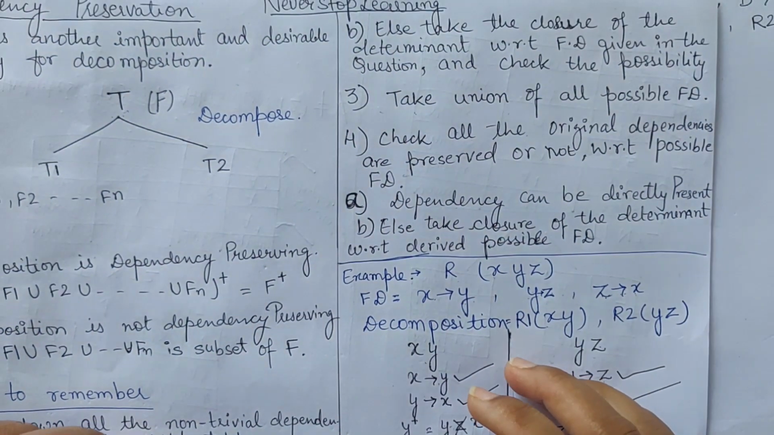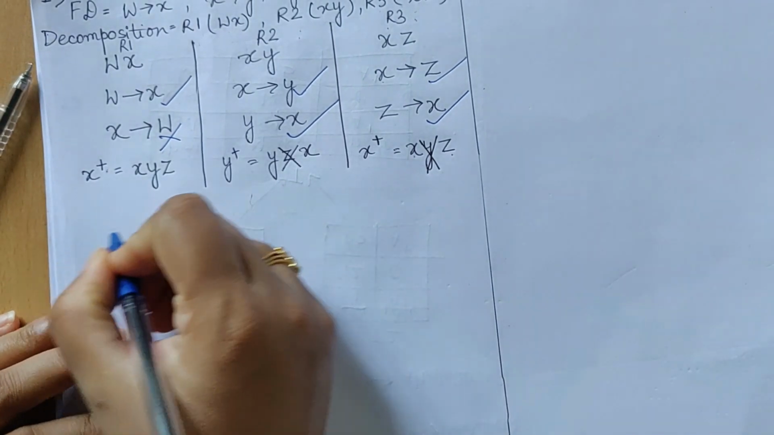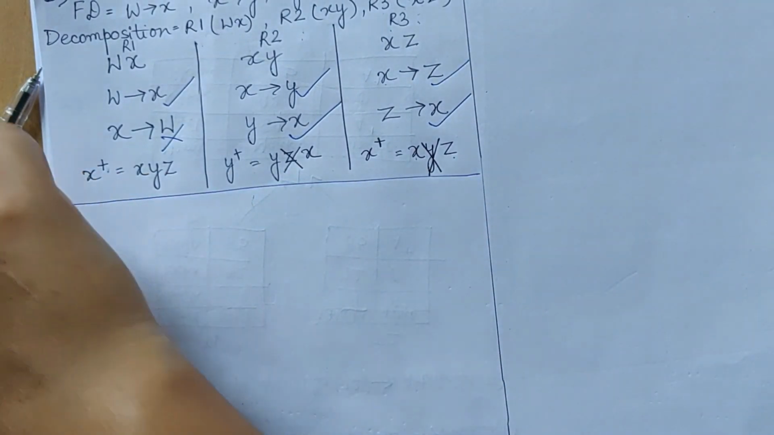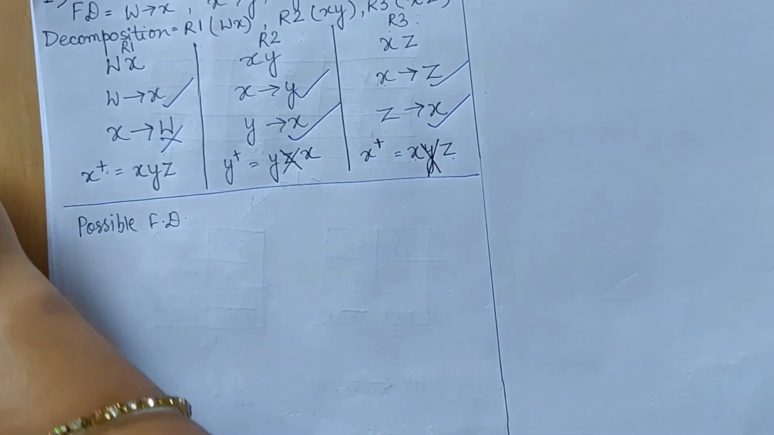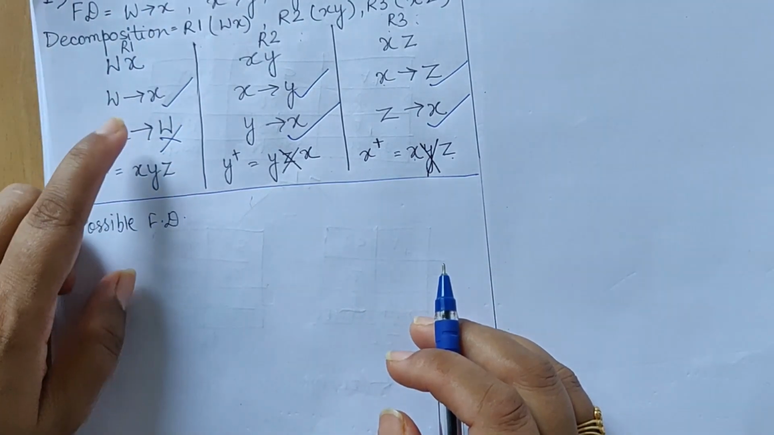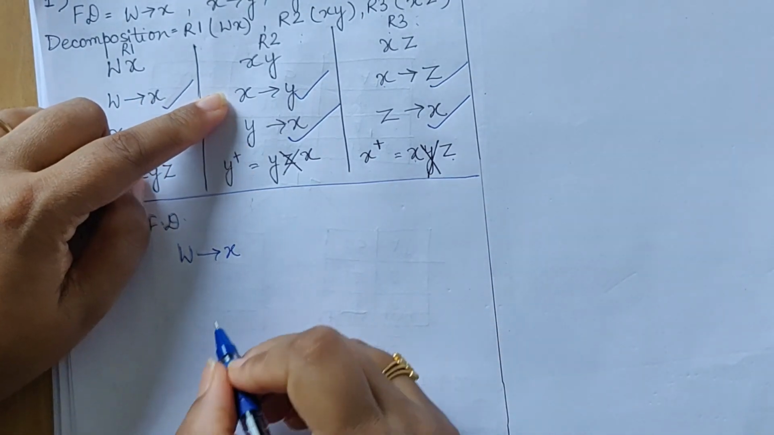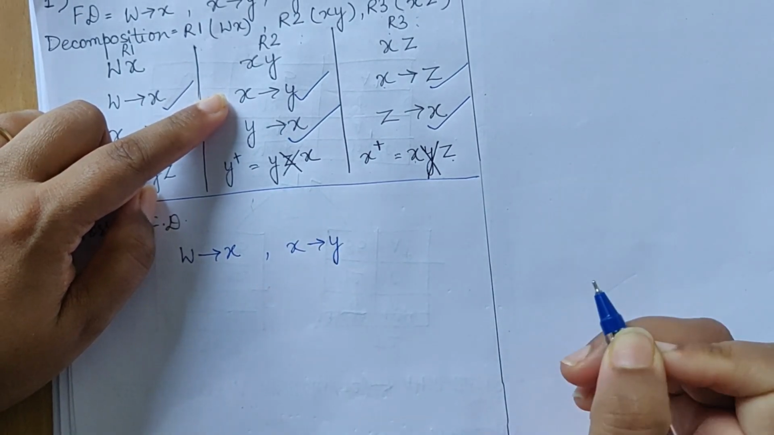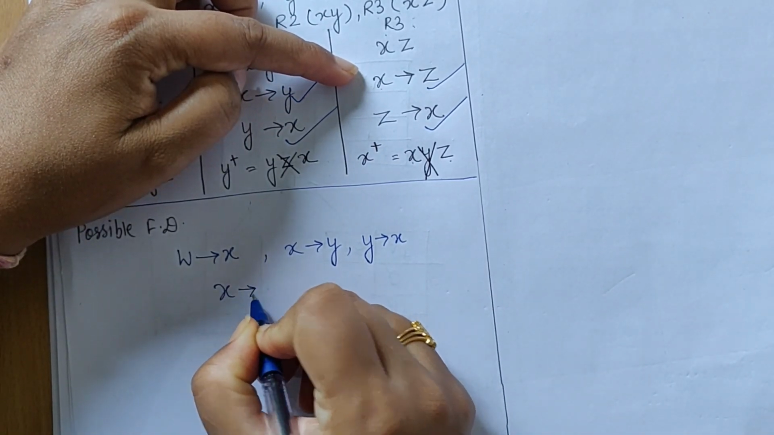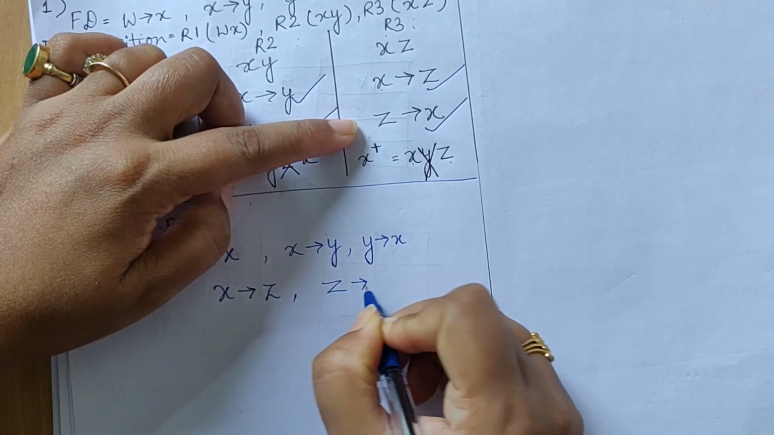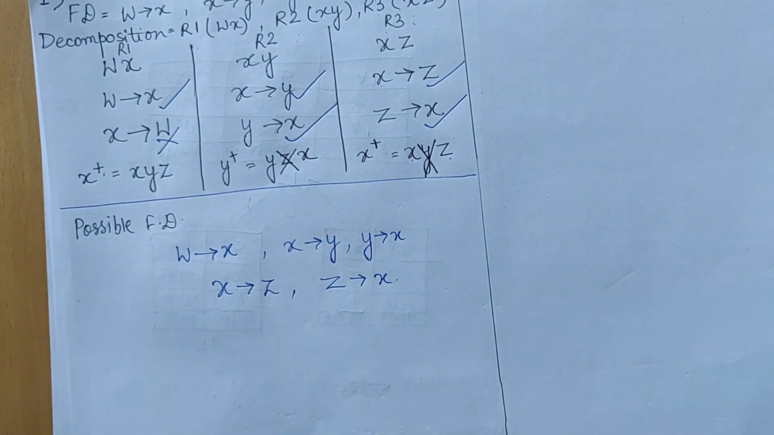Now what is the next point? The next point is to take the union of all possible functional dependencies. So if I take the union, what all am I getting? From here I am getting W determines X. From here I am getting X determines Y. Then Y determines X. Then X determines Z. And then Z determines X. So the union of all possible functional dependencies is this. This is the functional dependency set I have right now.